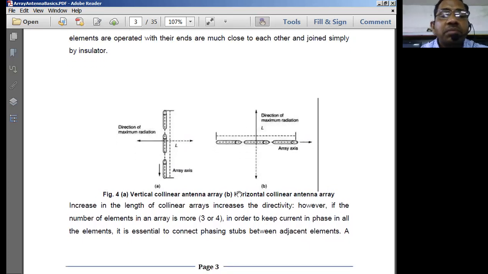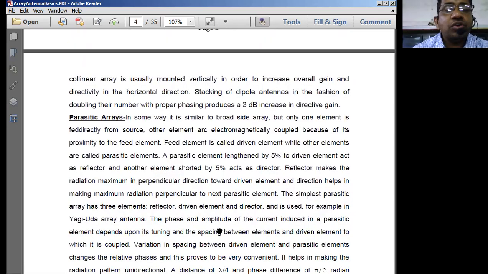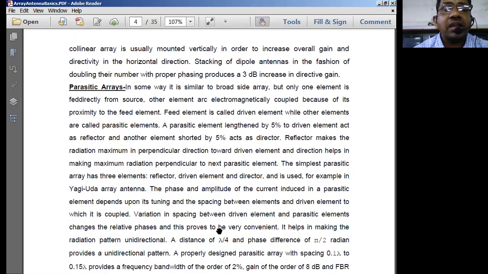In the collinear type of array, we arrange the antennas in a stack fashion, one after the other with equally spaced distances. That type of antenna array is known as a collinear antenna array. The next one is the parasitic type of antenna array.